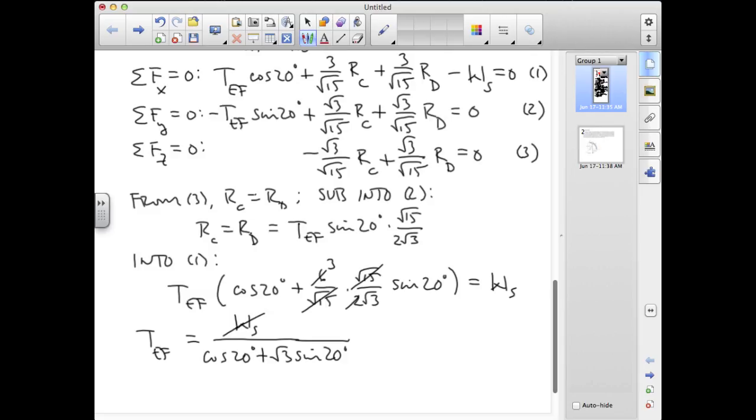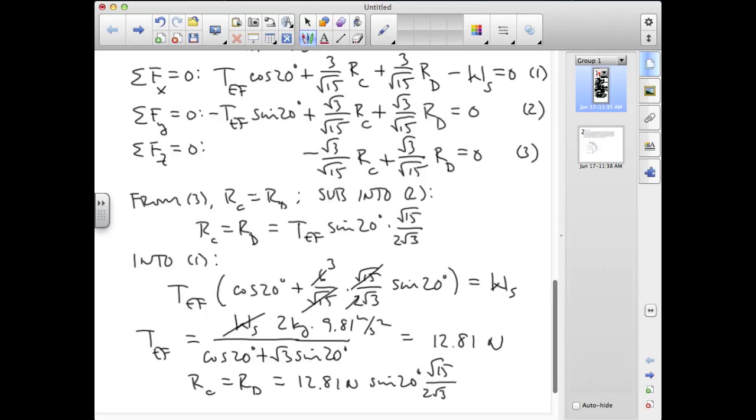And if we put in for the weight of the sphere 2 kilograms times 9.81 meters per second squared, we end up with a value for the tension in EF of 12.81 newtons. If we then take those values and substitute it back into our expression for the reactions at C and D, we get a value equal to 4.897 newtons.